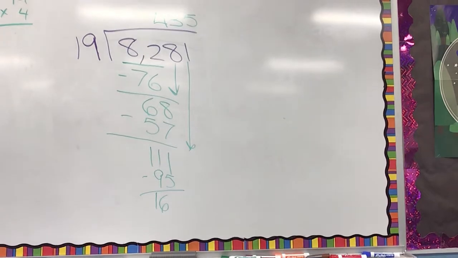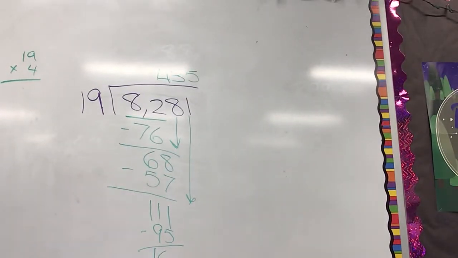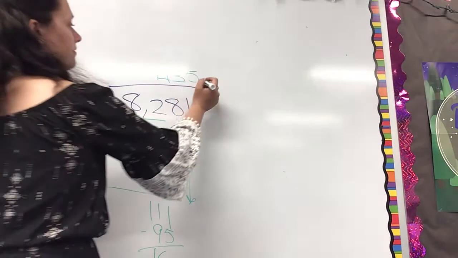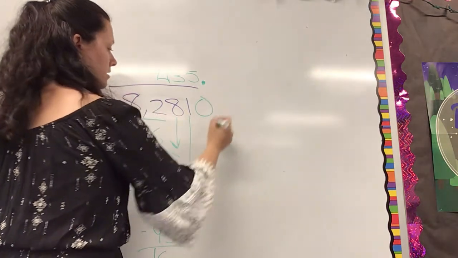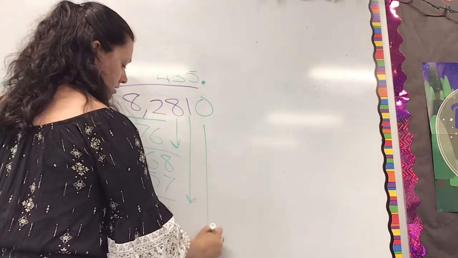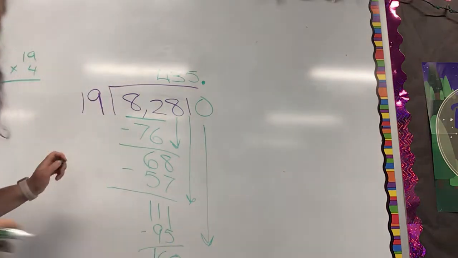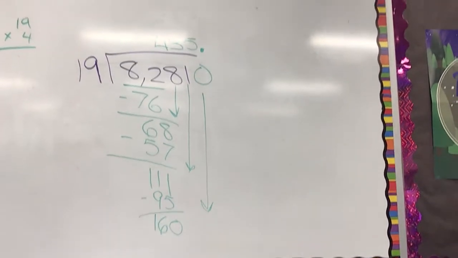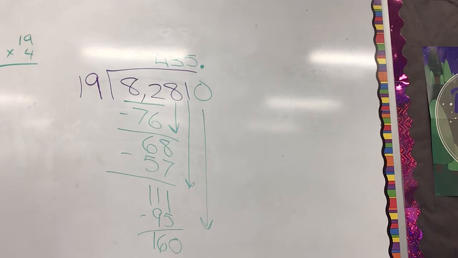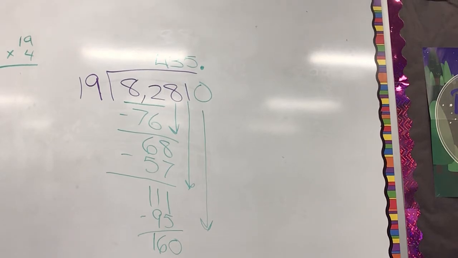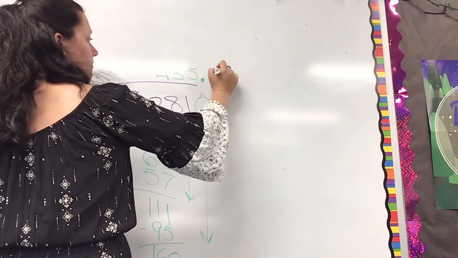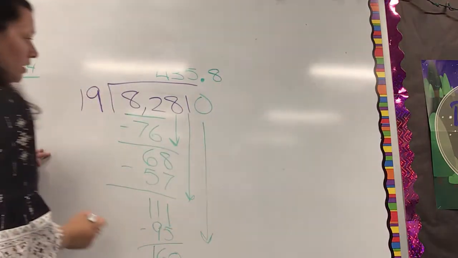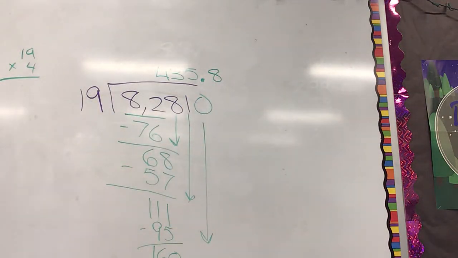Do I have anything else to bring down? No, so I need to add a 0. When I add a 0, I also have to add a decimal. What's 160 divided by 19? Good job. What is 19 times 8?